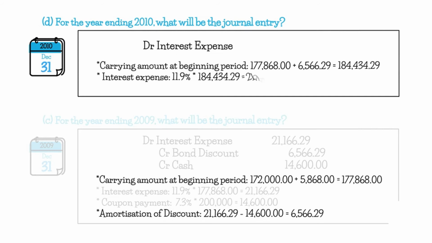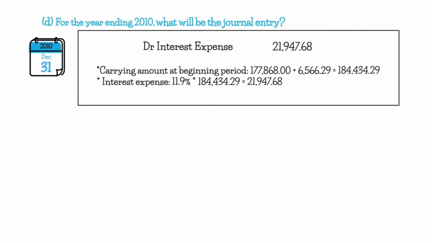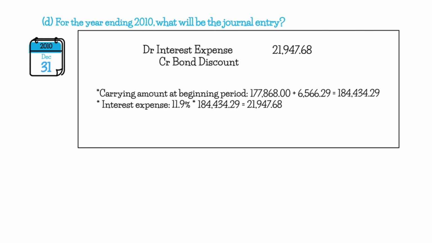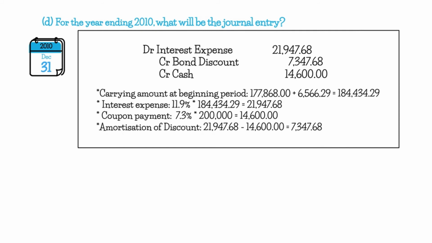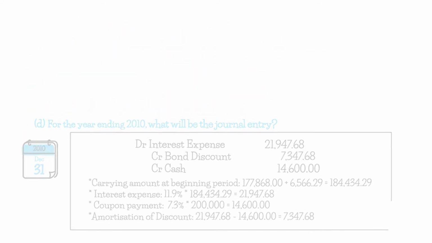So the interest expense, we calculate that out as our carrying amount we've just estimated, multiplied by 11.9%. So the interest expense will be $21,947.68. So we can put that in as the debit interest expense. We credit bond discount, leave the amount blank for now. Then credit cash, $14,600. So to calculate the amount of the bond discount that we amortized, we take that interest expense, $21,946.68, and minus the coupon payment, $14,600. So we're going to credit bond discount, $7,347.68.